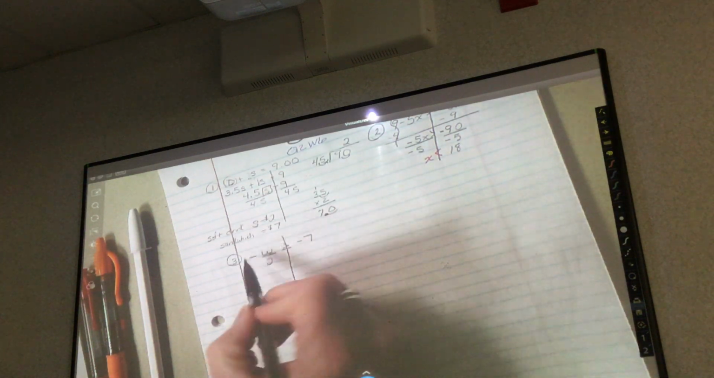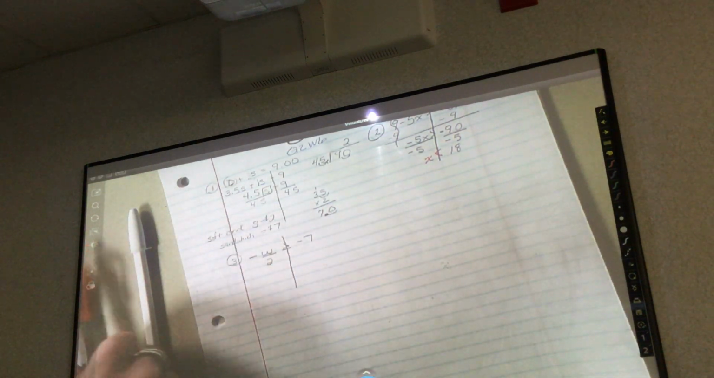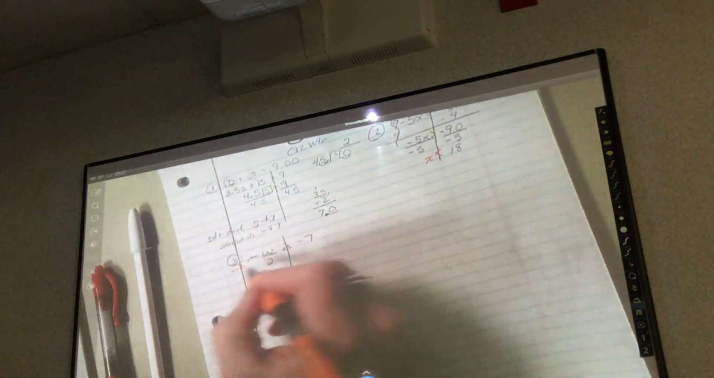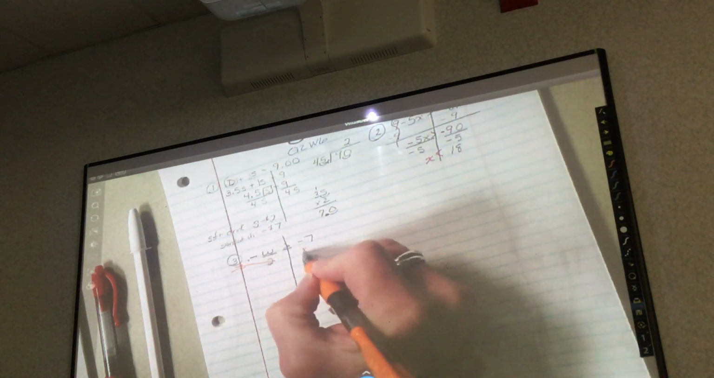So if I'm dividing by a negative 2, I'm going to multiply by a negative 2. These cancel each other out. Multiply by a negative 2.